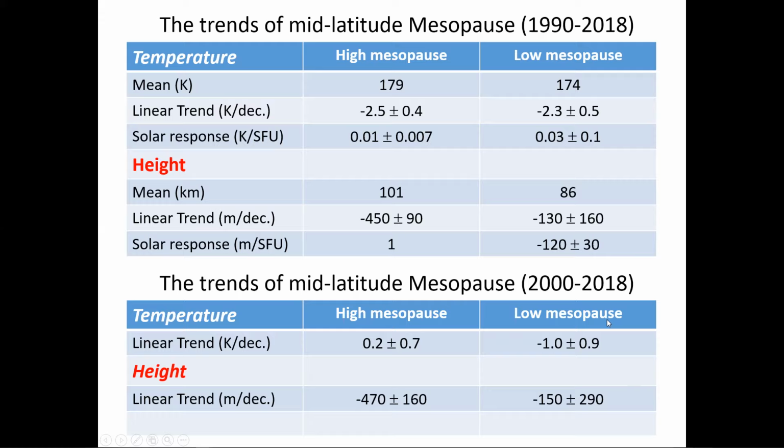However, if we separate the 30-year database into two parts and look at the trend result after 2000, between 2000 and 2018, but now we have data until 2020, the results are similar. Both of the temperature trends for high mesopause and low mesopause become statistically insignificant. So there's no apparent temperature trend of mesopause after 2000. But the height of mesopause is still decreasing fairly consistently, 470 meters per decade, with slightly larger uncertainty because we have less data. And again, the height trend of low mesopause is still statistically insignificant.